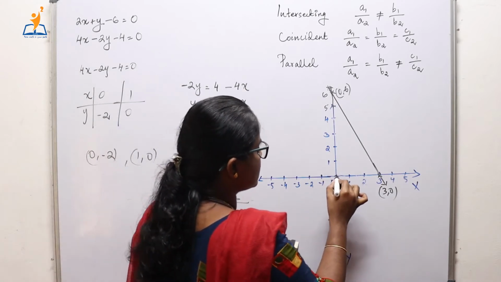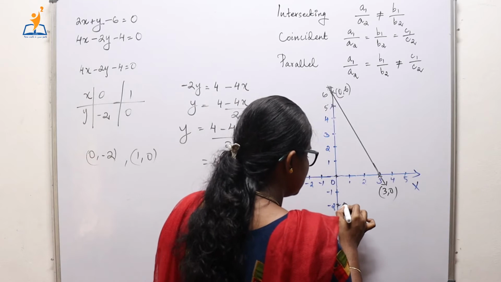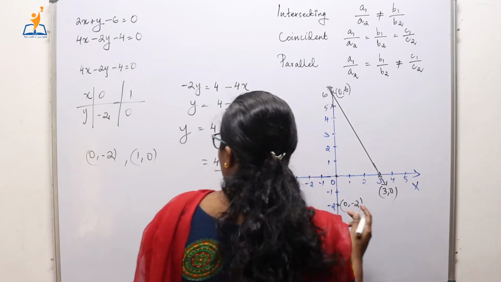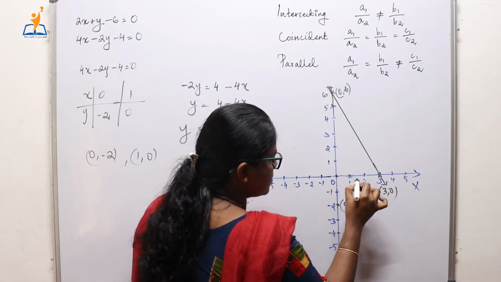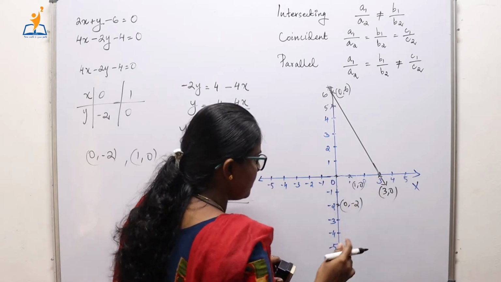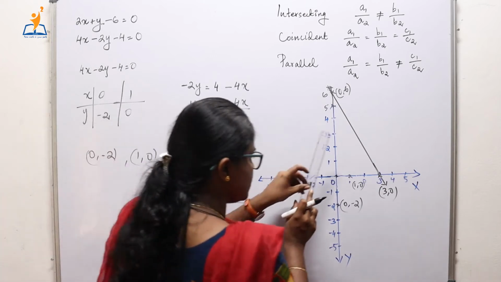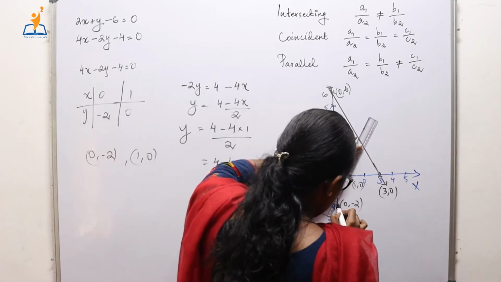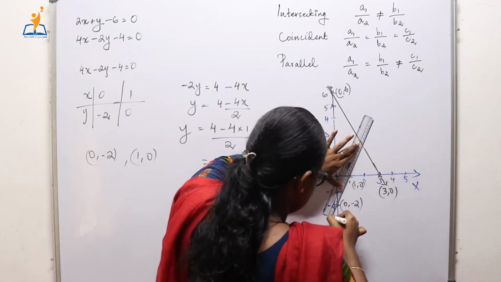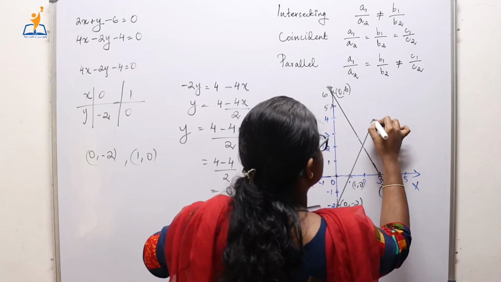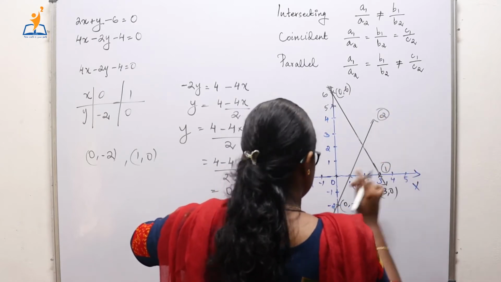Here we can plot (0, minus 2), that here it is 0 and here it is minus 2. So this is our point (0, minus 2). And when we plot (1, 0), we have 1 here and 0 here. So this is our point (1, 0). Now we want to join these 2 points and find the solution for that particular equation. So this is the line joining these 2 points, and this is the solution set of our equation 2, and this is the solution set of our equation 1.